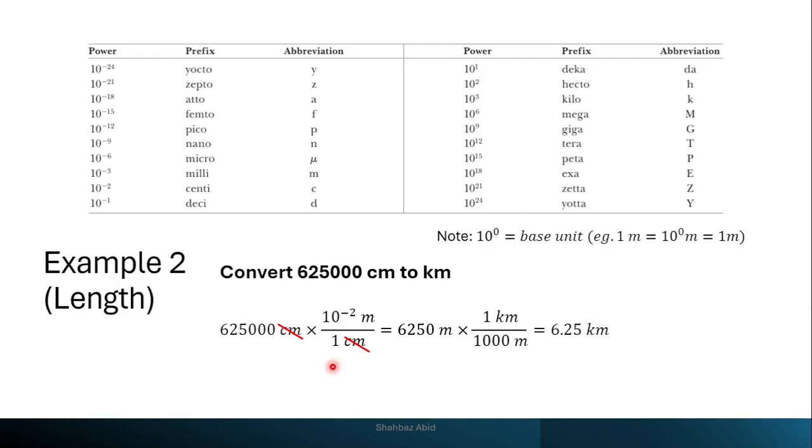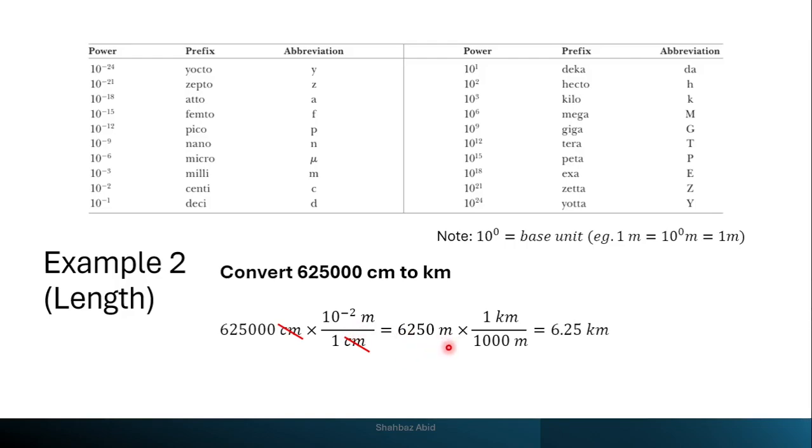So my first goal is to convert a submultiple unit into a base unit, and then from the base unit to the multiple unit. So 625,000 centimeter multiplied by 1 centimeter, which is actually equal to 10 raised to the power minus 2 meter. If I cancel out centimeter with centimeter, I will get 10 raised to the power minus 2 meters. So this number multiplied with 10 raised to the power minus 2 is 6250 meter.